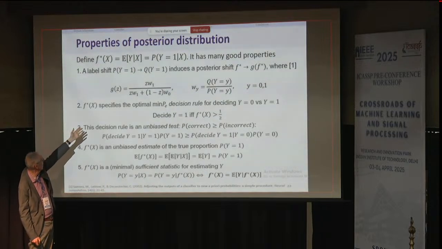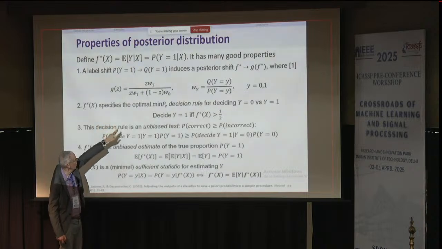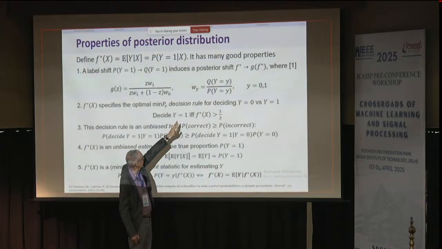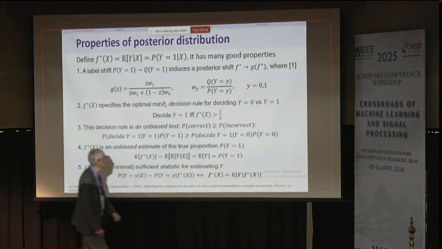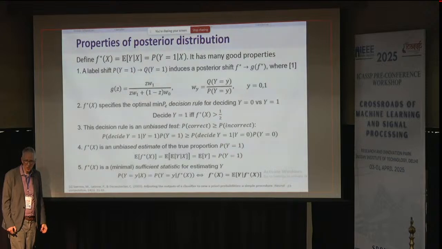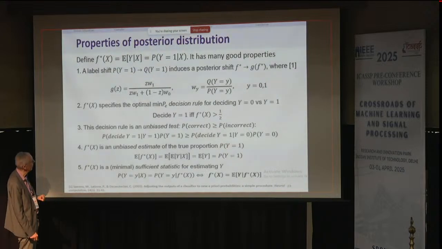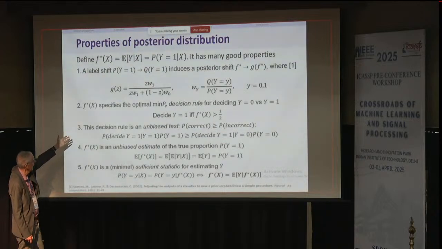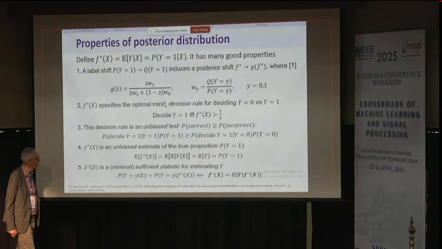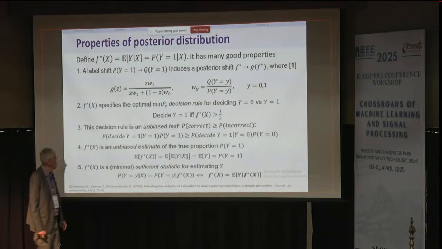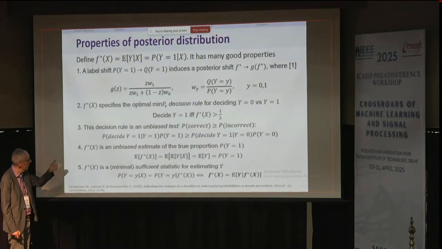The label shift can be corrected by applying this function here, where W1 is the ratio of the posterior of y equals 1 under Q, that is in your target data, divided by what it was in the training data, P. And that assumes you know what the proportion was in the training data, right? So clearly you need to know that here. It also specifies f star, the posterior probability, the minimum probability of error decision rule, simply a threshold at 1/2, and you get the optimal decision rule for deciding between 0 and 1.